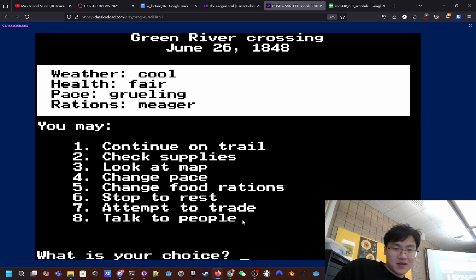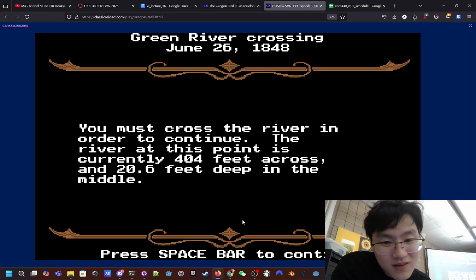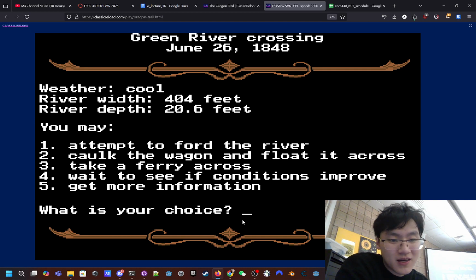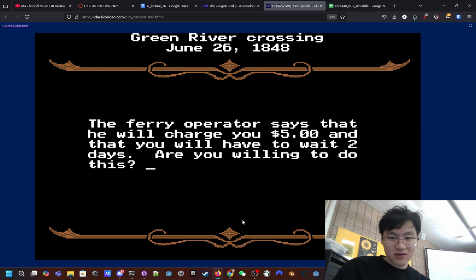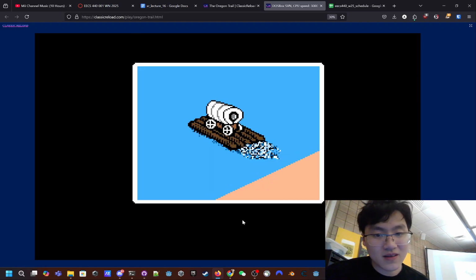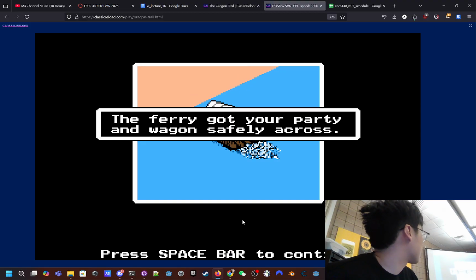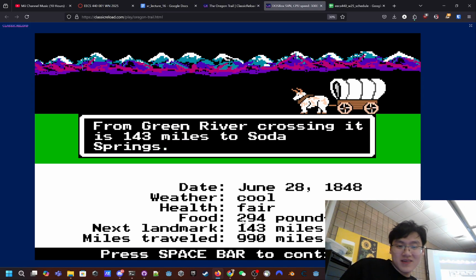Let's continue. I think we have to see how much the river is. Wow, the river is so deep. Let's see how much they want to charge us. 5 and wait 2 days. I think that sounds fair. Yeah, there probably aren't as many people out there. Yes, let's take the boat. That boat doesn't look stable. Okay. We got there safely somehow.